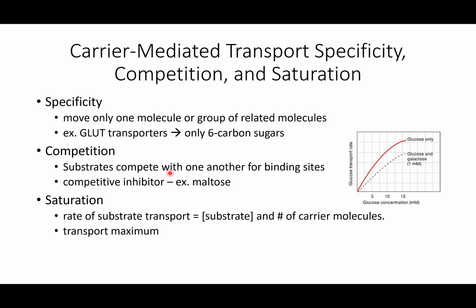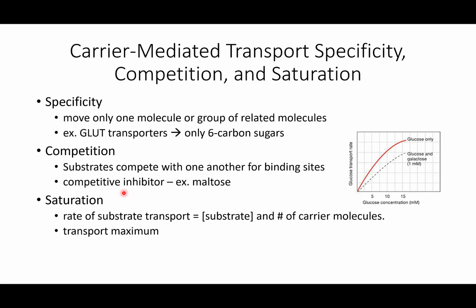Last thing we should talk about, moving with this concept of carrier-mediated transport proteins, we need to talk about how there is specificity, competition, and saturation that occurs. What specificity means is that each of these carrier proteins really only moves one molecule or molecule group across it. A GLUT transporter is only able to bind 6 carbon sugars. Other molecules can't bind into that GLUT transporter. So that's the specificity of the transporter.